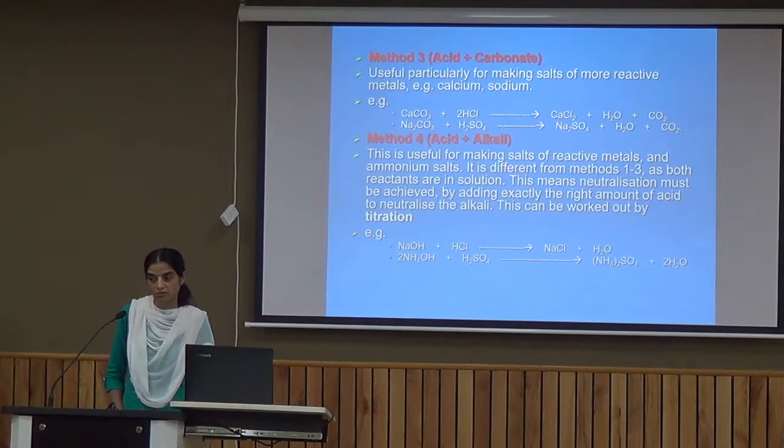Next is the third method of preparing salts, that is acid reacting with carbonate. Example given here: calcium carbonate reacting with hydrochloric acid to form calcium chloride, which is a salt. Sodium carbonate reacting with sulfuric acid to form sodium sulfate, which is a salt. Then acid reacting with soluble bases, that is alkalis. Sodium hydroxide is an alkali. It reacts with acid to form sodium chloride and water. Then ammonium hydroxide is again an alkali. It reacts with sulfuric acid to form ammonium sulfate, which is again a salt.